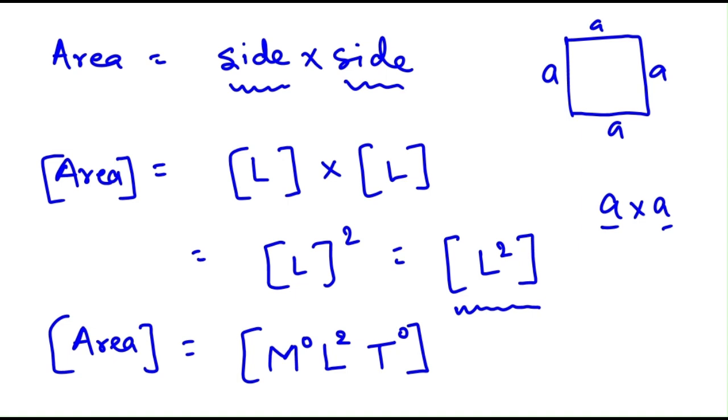So what can we say here about dimensions of area? We can say this area possesses zero dimension in mass, zero dimension in time, and two dimensions in length. In the same way, you can go for volume also, so I'm leaving that part to you. And now let's take another example, velocity.